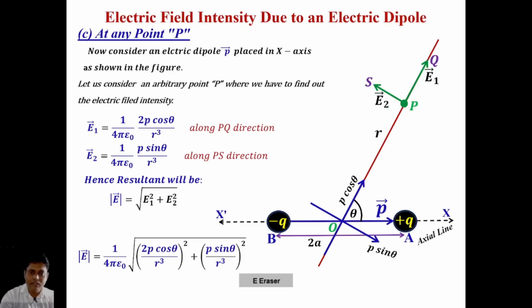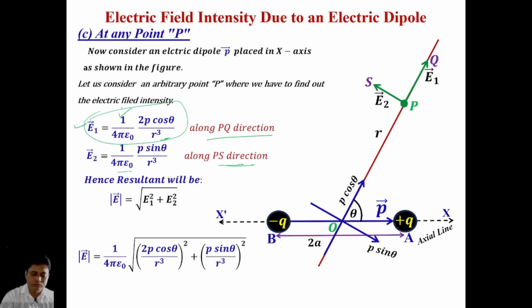Now, what will be the magnitudes of E1 and E2? I have written that E1 is 1 by 4 pi epsilon 0 times 2P cos theta by r cubed along PQ direction, and E2 is 1 by 4 pi epsilon 0 times P sin theta by r cubed along PS direction. Why is this, and how does this value come about?